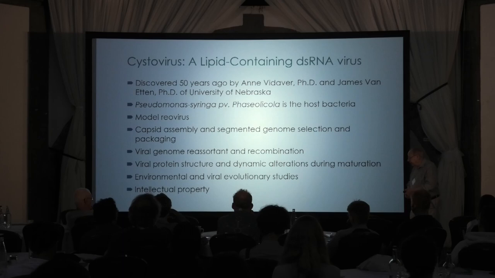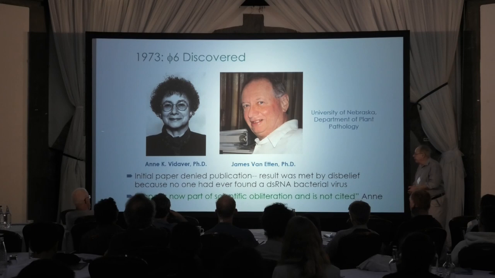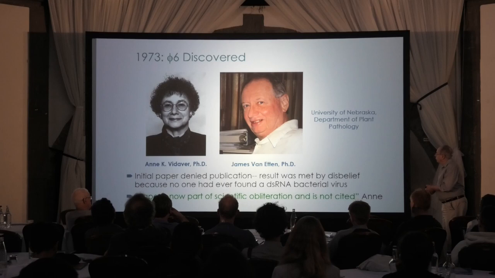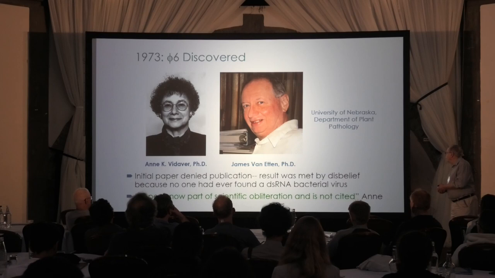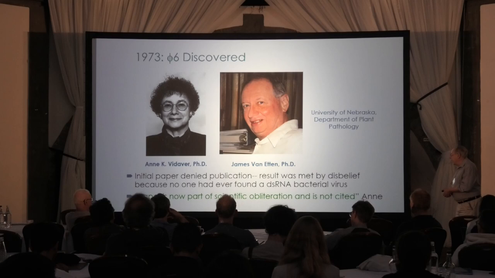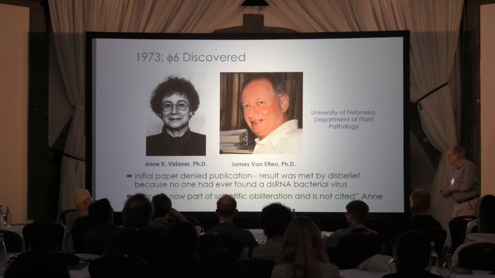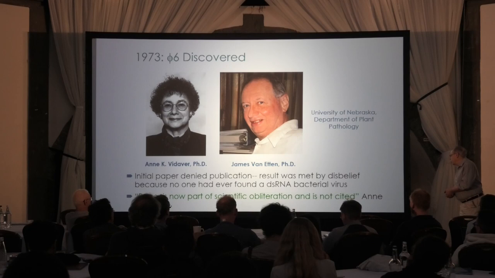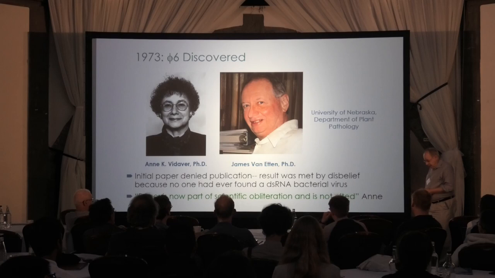And to some extent, there has been intellectual property developed for this system. This is a photograph of Anne Vidaver, who I understand recently retired. Here's James Van Etten, whom I recently got to meet by email as a consequence of a review article from the University of Nebraska. And the initial paper, according to Anne, was met by disbelief. No one had ever found a double-stranded RNA segmented bacterial virus. And in her short autobiography, she said, "This paper is now part of scientific obliteration and is not cited." That's a 1969 paper. And it was very curious, and we'll get to that.